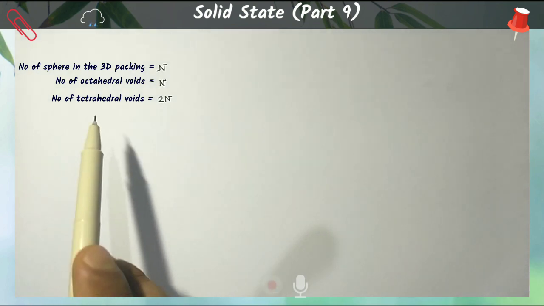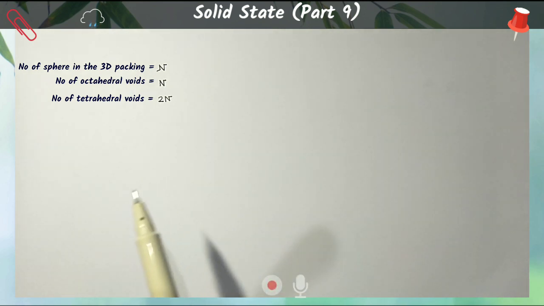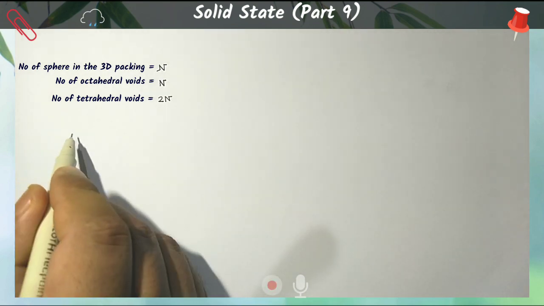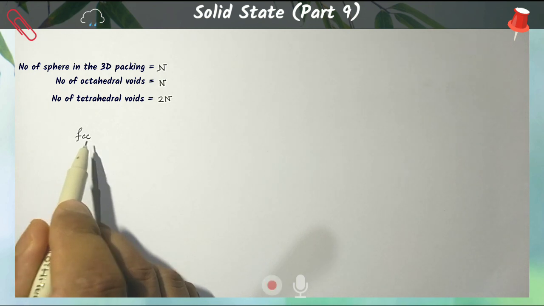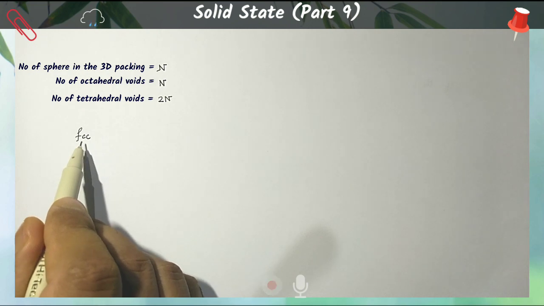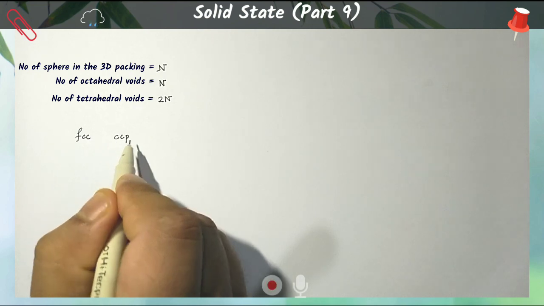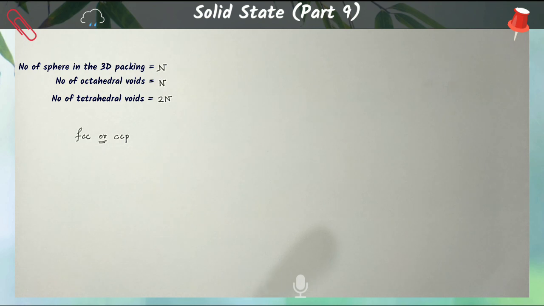But the thing is that we did not prove this. Interestingly, we can prove this by using an interesting approach. For that we need a crystal unit cell. So let us suppose we have a unit cell which is FCC. FCC means face centered cubic unit cell. We already know that the FCC unit cell can also be represented by CCP, that means cubic close packing.